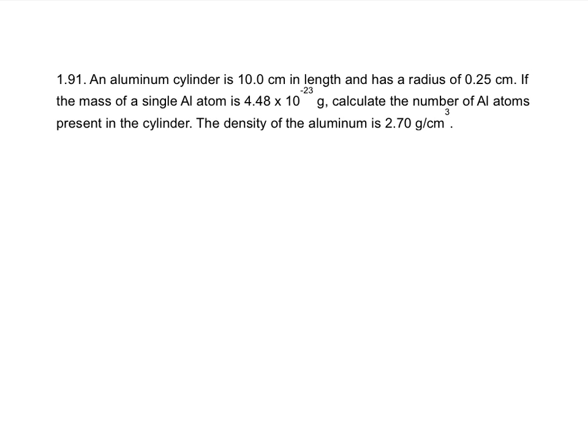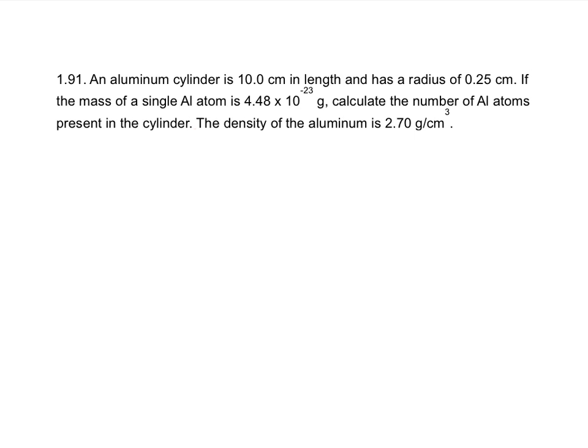In this homework problem, we're given an aluminum cylinder with a length of 10.0 centimeters and a radius of 0.25 centimeter. Then we're given the mass of a single aluminum atom, which is an extremely small number, 4.48 times 10 to the negative 23rd gram. Very small, it's tiny. Calculate the number of aluminum atoms present in the cylinder.